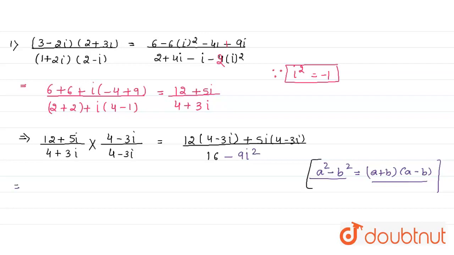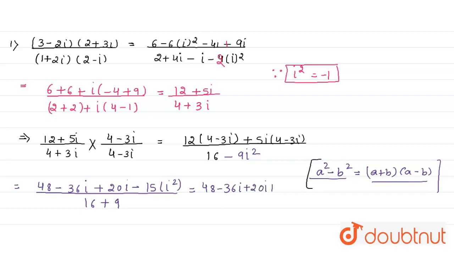Now let's multiply. 12 times 4 is 48, minus 36i, and plus 20i minus 15i square, and 16 minus 9i square. Since i square is minus 1, it will become 16 plus 9. Now it will become 48 minus 36i plus 20i plus 15, as i square is minus 1, divided by 25.